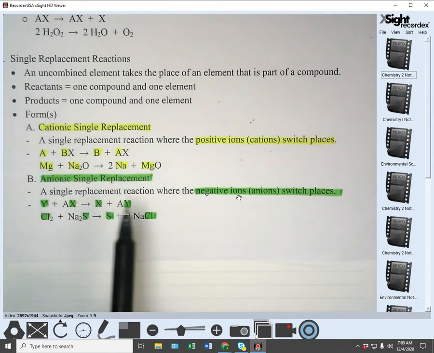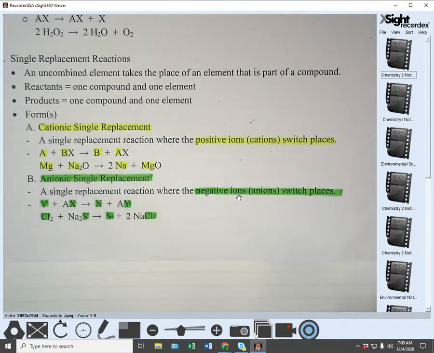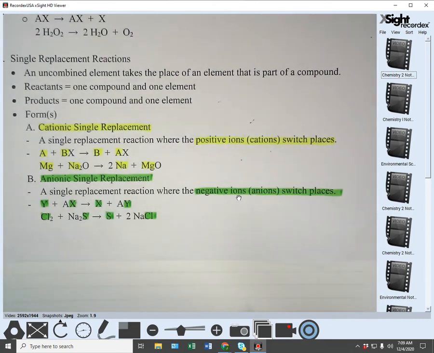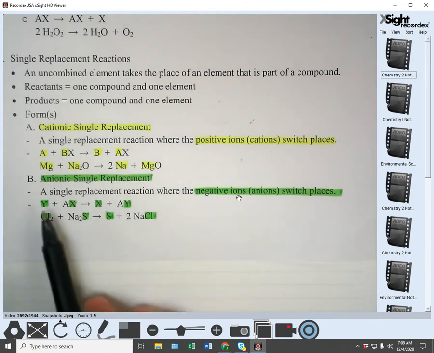Same thing with the anionic. So if you've got a couple dancing, a guy and a girl, and a girl comes up, she's going to take the place of the girl that was in the couple. The new girl is going to dance with the guy, and the girl that was with the guy originally is going to now be alone. So here, the negatives switch spots.